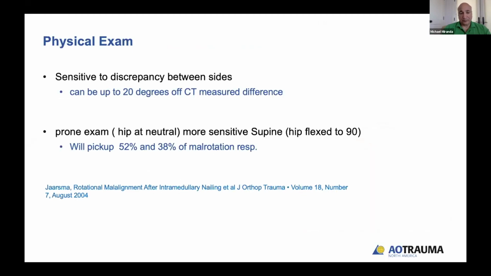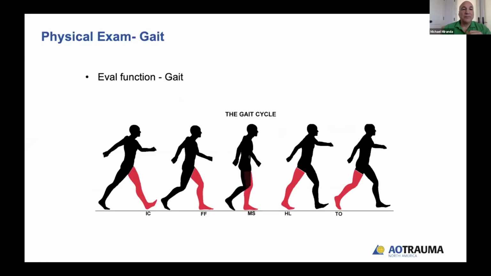Turns out that the prone exam is actually the most sensitive for picking up the degree of discrepancy between the sides. How sensitive is each of those exams to the measurement that you might find on CT? It's actually 20 degrees off in one study fairly consistently. So that's why you need to get the data. We're going to talk about that a little bit more.